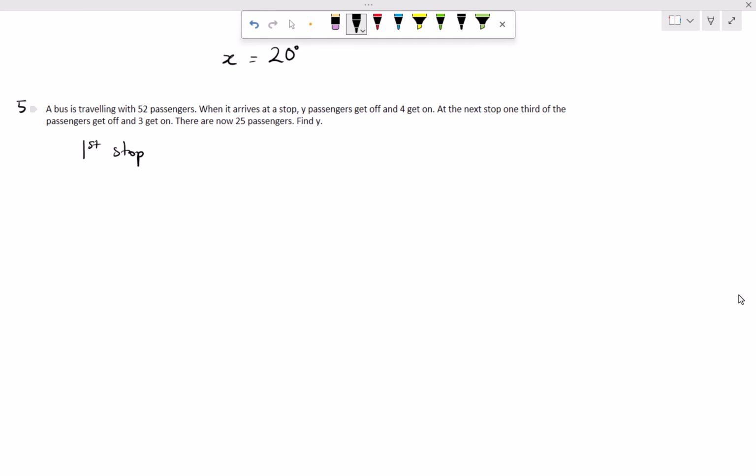Okay. So we are told that at the first stop, when it arrives at a stop, Y passengers get off and 4 get on. All right. So at the first stop, the number of passengers is, remember, they had 52 passengers when they started. So it's going to be 52 minus Y passengers that got off plus 4 that got on. So this gives us 52 plus 4, that's 56 minus Y.